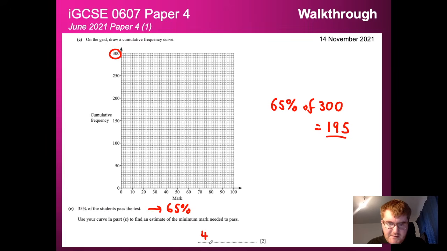So our answer here is going to be 48 marks. And what this value means is this is the kind of cutoff point where anyone above 48, that you're into that 35% passes the test.